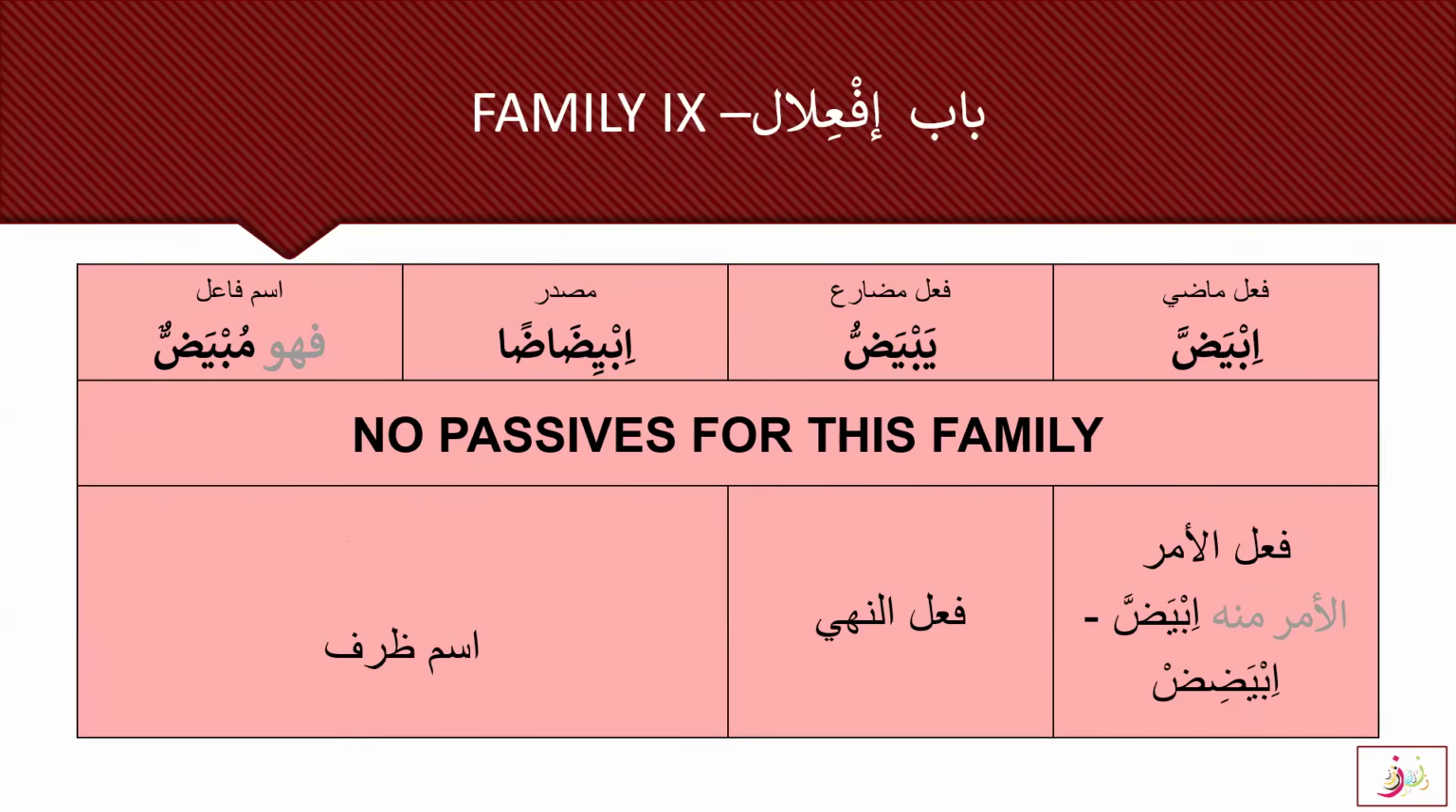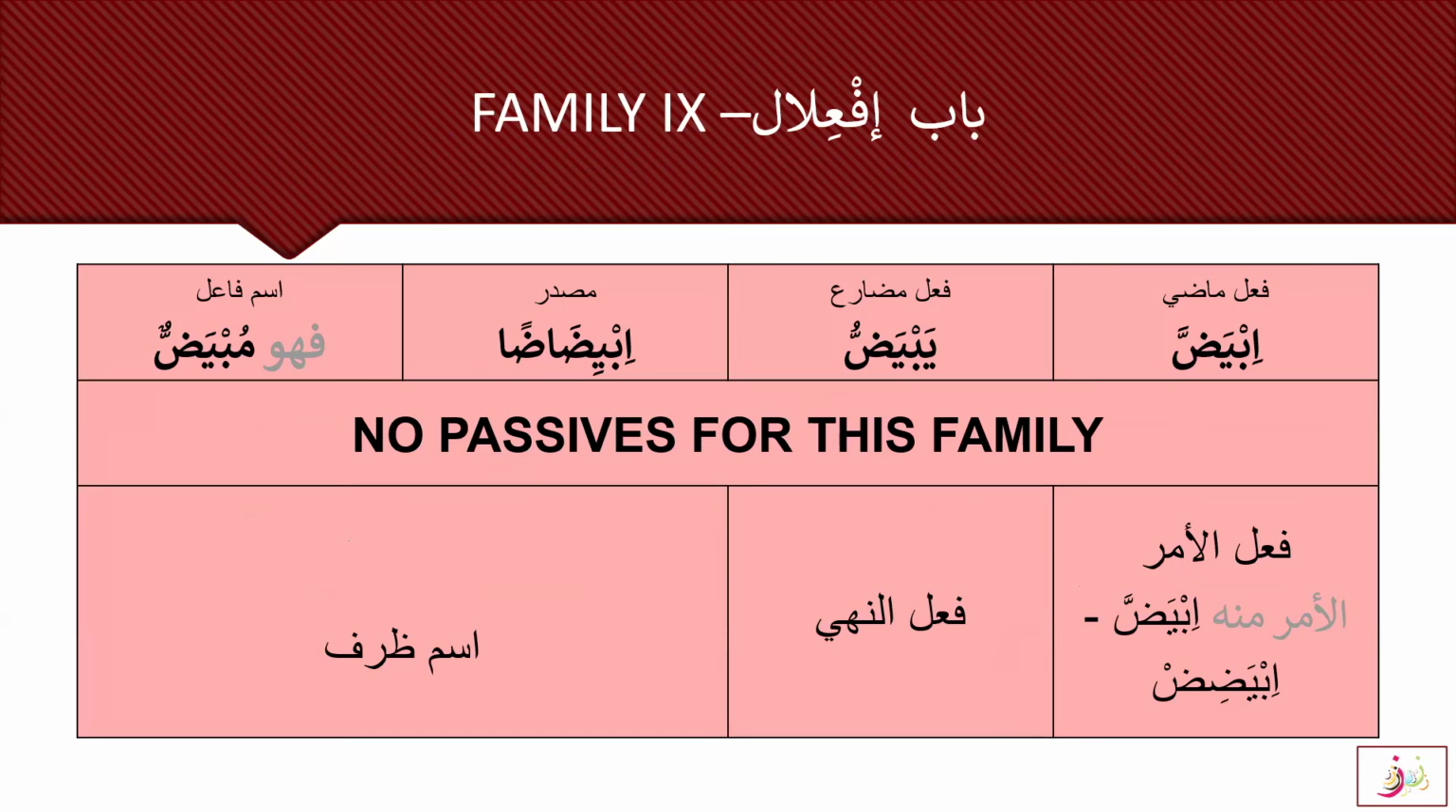Now, family 9, as we have already talked about, is only for colors, and sometimes it can be used for other purposes, but there is no passive for this family. It can be used for defects as well. Inshallah, we are going to learn that in the advanced course. But for now, just remember this family is used for the colors.